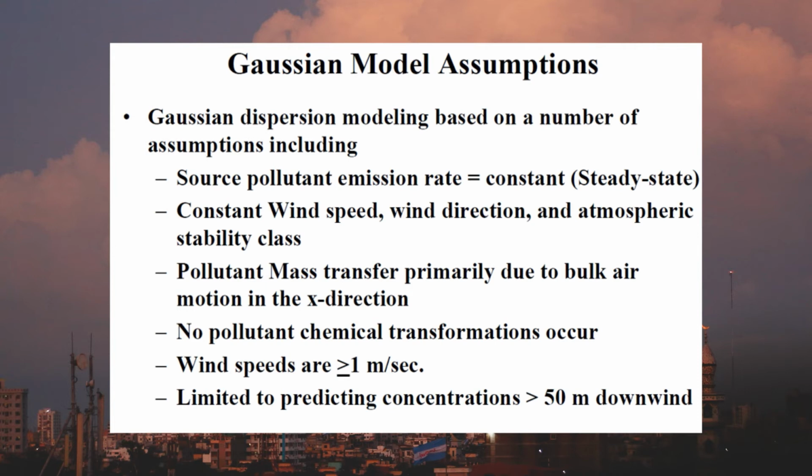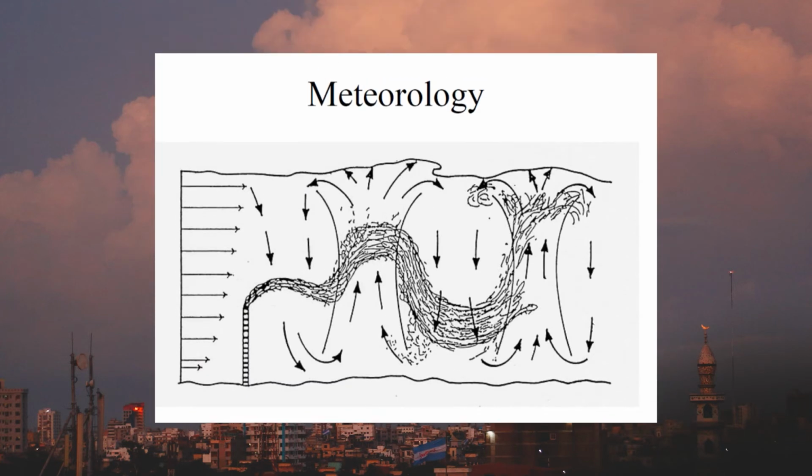And no pollutant chemical transformation occurs, that is pollutant A and B don't react with each other and form another chemical, and it assumes that everything remains constant. And so all these conditions, like the stability at one point is different and the atmospheric stability at another point is different, and the Gaussian plume model at times does not take that into account.